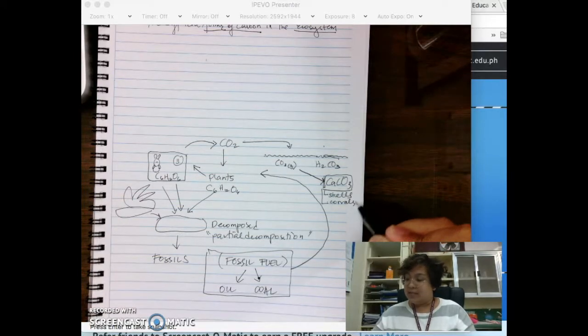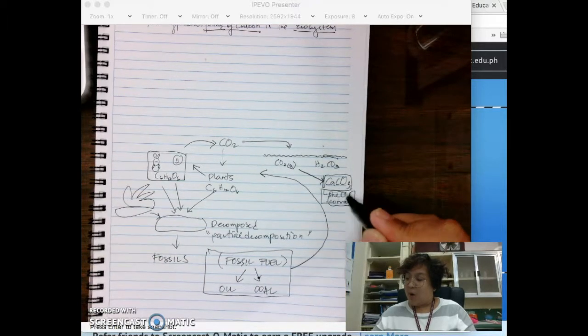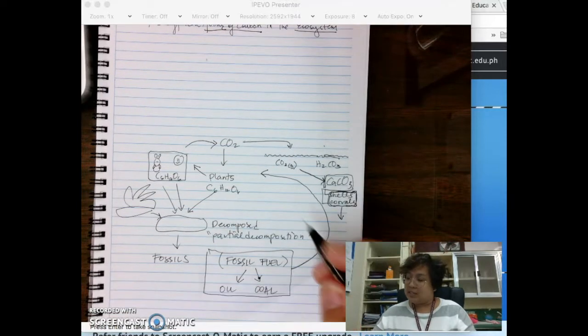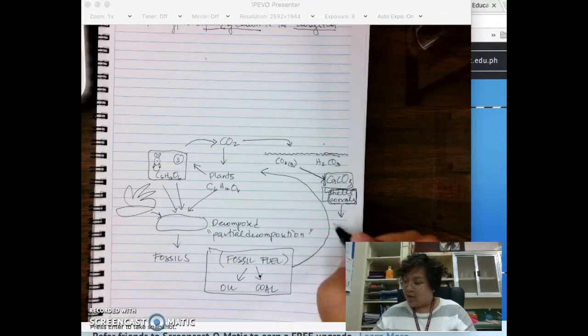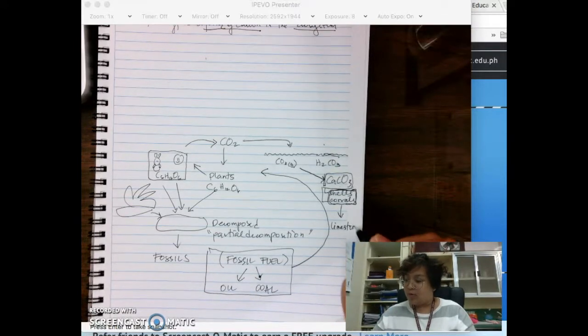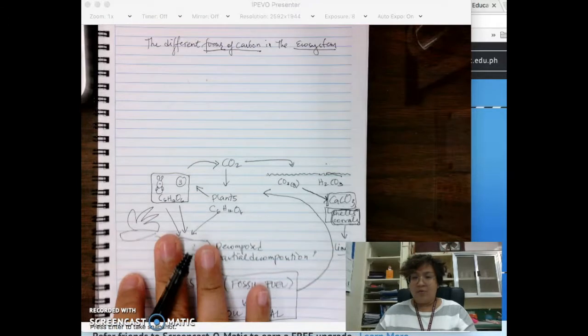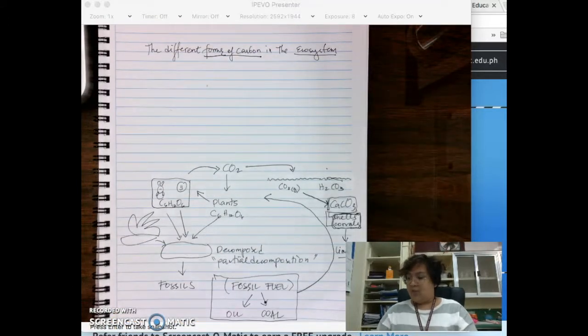When these organisms die, normally calcium carbonate gets decomposed, but when the environment is neutral or alkaline, the hard parts, the shells of these organisms, can be deposited as sediments in the ocean floor, and we call it limestone. So where is carbon now? In the beach, in the form of limestone. All right, there's another form of carbon in the ecosystem, and we call it methane.